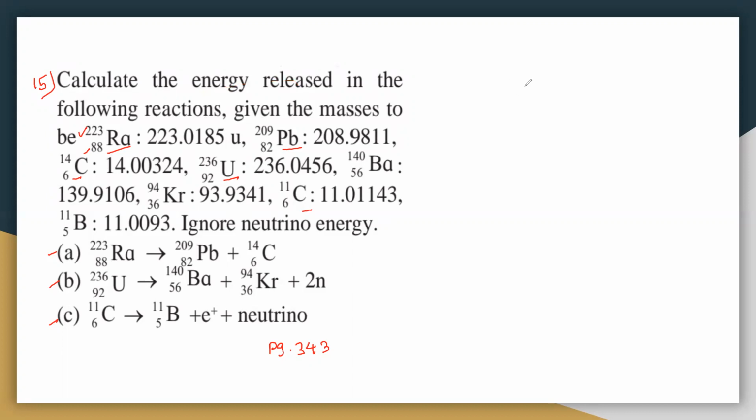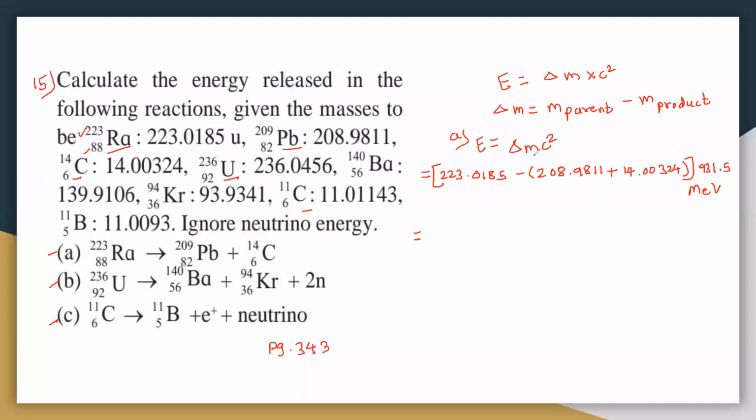But here they are asking us to find out energy release in the nuclear reaction. So again, we can find out energy release by the formula del M into C square. How to find del M then? So del M is equal to mass of parent minus mass of product. So let's find out first for reaction A. We'll write the formula and we'll substitute. So E is equal to del M C square.